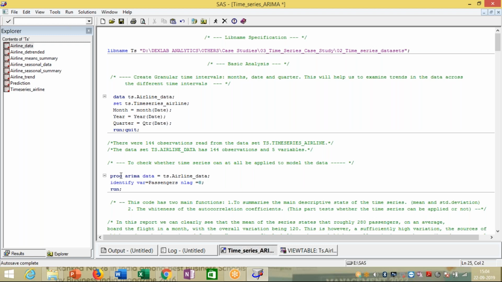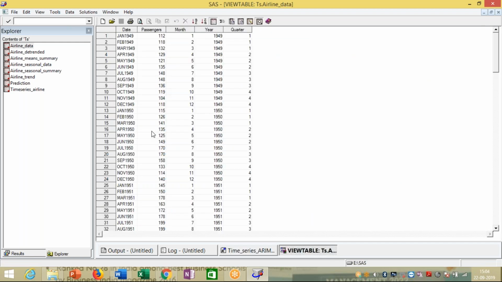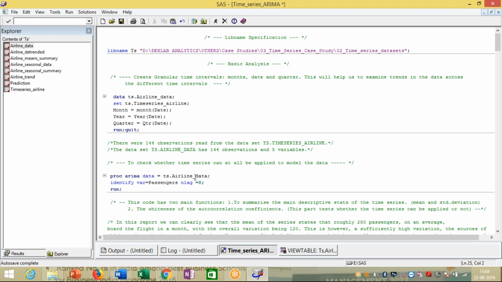Now, what is the variable for which we are going to do this? What is the y variable that we have over here? It is passengers. Passengers means the number of passengers, and I try to predict the number of passengers that will be there in the next 12 months and so on. And it says nlag equals 8. Now, what is the number of lags up to which I want to understand the correlation between the error, between the lag components? So the number of lags is equal to 8, right?